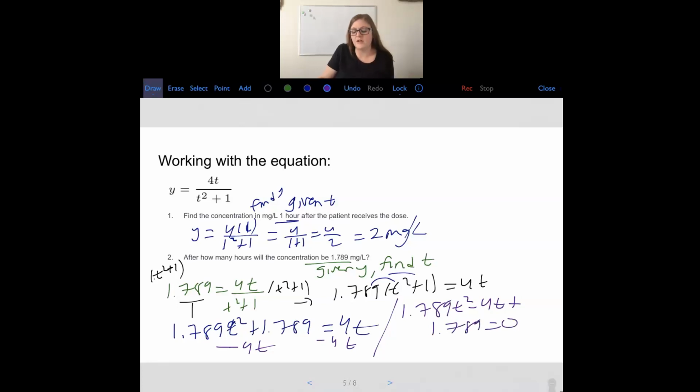And this is equal to 0. So here you would probably use the quadratic formula. You may get 2 values for t. Pick the one that makes the most sense.